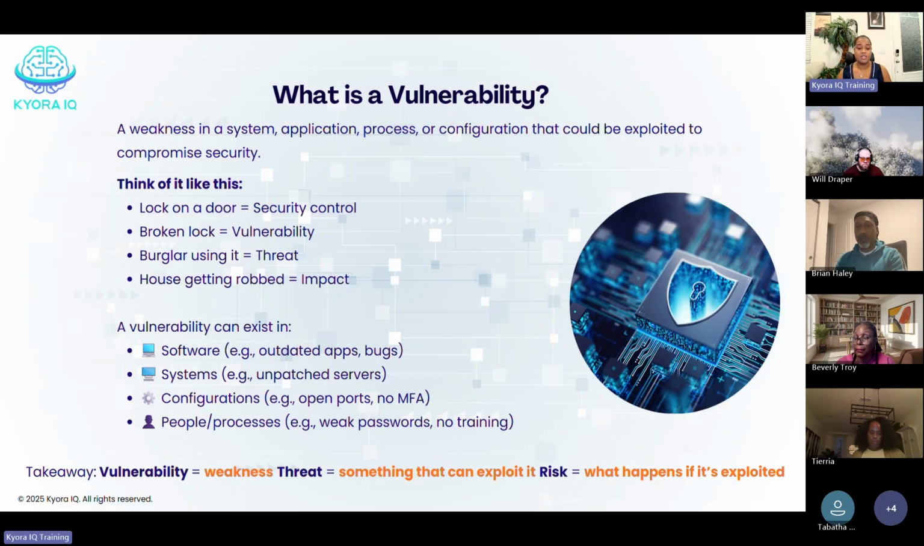If you're going to take the Security Plus exam or any other exam, your key takeaway here is a vulnerability equals a weakness. A threat is something that can be exploited, and a risk is what happens if that threat or weakness is exploited. Does anyone have any questions there?